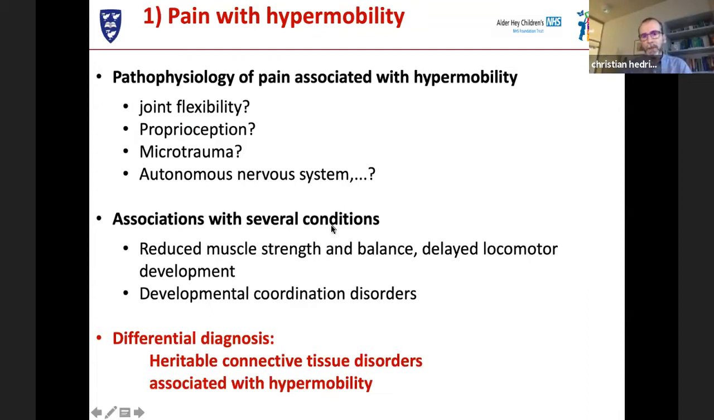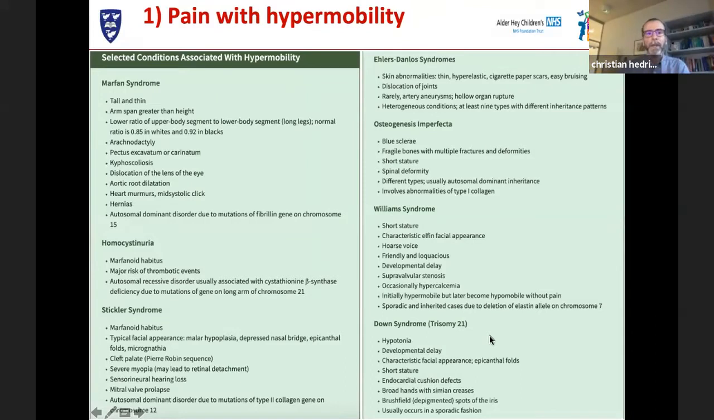There are associations of hypermobility and pain with certain conditions, including reduced muscle strength and balance, which makes sense because reduced muscle strength may keep the joint per se a bit laxer. Delayed locomotor development and developmental coordination disorders have been discussed as well. In pediatric rheumatology, it's always very essential to consider differential diagnosis and exclude them. And heritable connective tissue disorders can be associated with hypermobility and therefore are important differential diagnoses for chronic pain.